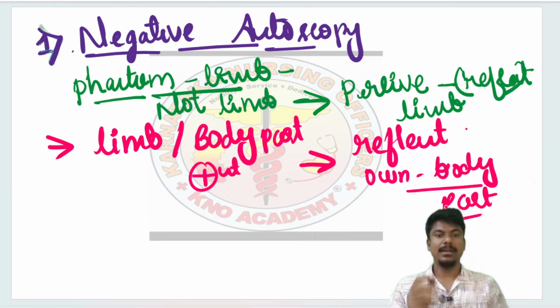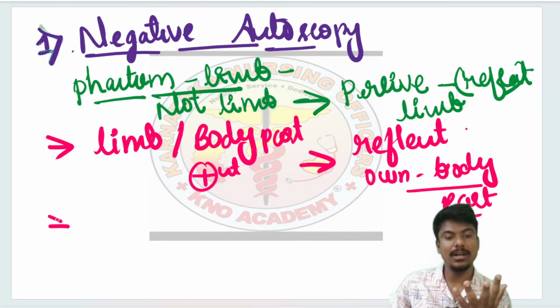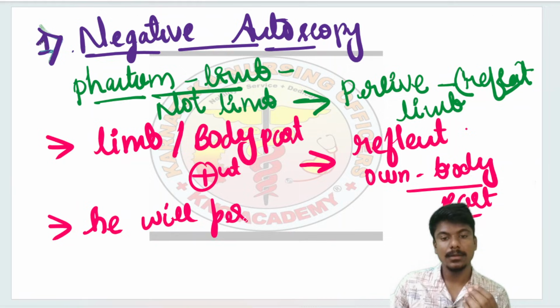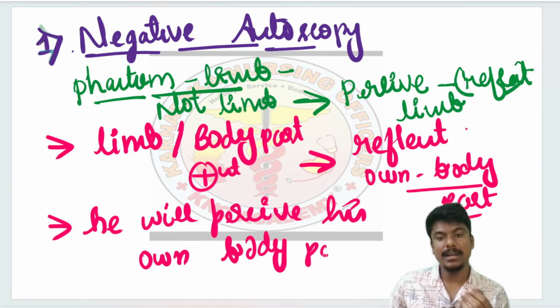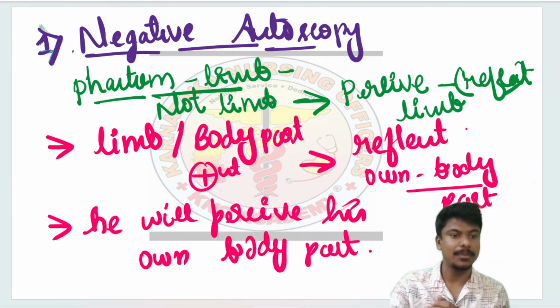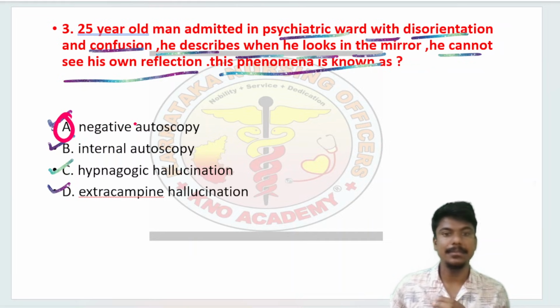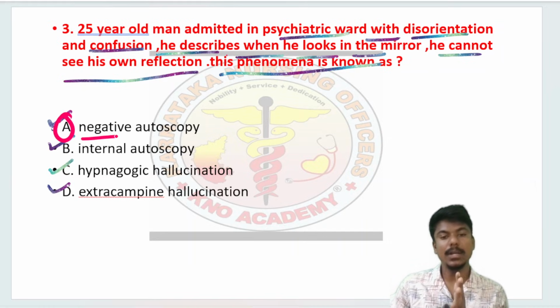Negative means there is an absence of a body part. Auto means self, and scopy means seeing, visualization. Here the person will not perceive his own body parts. That's what we call negative autoscopy. So if we see the options, negative autoscopy is the right answer. Here the person, when he looks in the mirror, cannot see his own reflection.